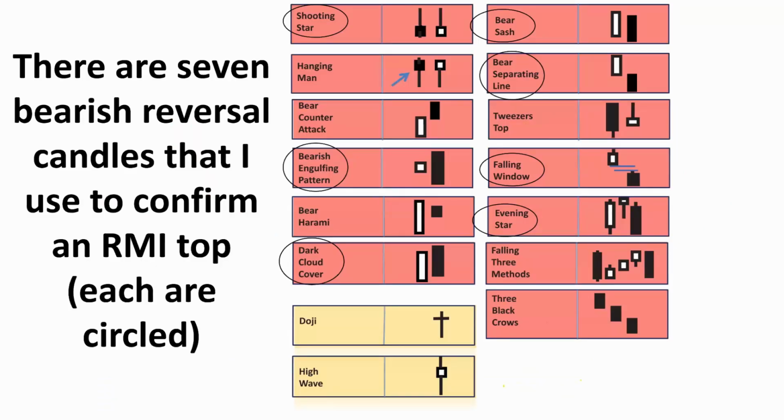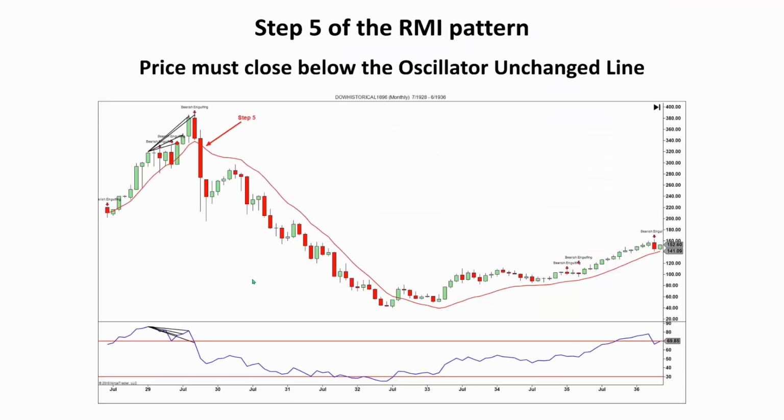Now, remember, we were talking about these patterns need to be confirmed with bullish or bearish reversal candles. In this case here, we're talking about tops. So even though I showed you 13 bearish reversal candles, 2 neutral candles out there, the ones that are circled, there's 7 of them. Those are the candle sessions that I use to confirm these patterns. So at the top, I'm using a shooting star. I'm not using a hanging man. I'm not using the bear counterattack. I'm not using the bear harami. But I am using the bearish engulfing, the dark cloud cover, the bear sash, the bear separating line, a gap, which is a falling window, or the evening star pattern. So those are the 7 patterns that I use to confirm tops. And the opposite, I would have 7 candles that I use, or candle patterns that I use to identify bottoms.